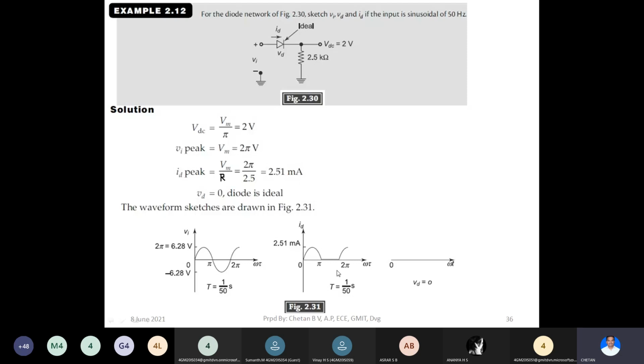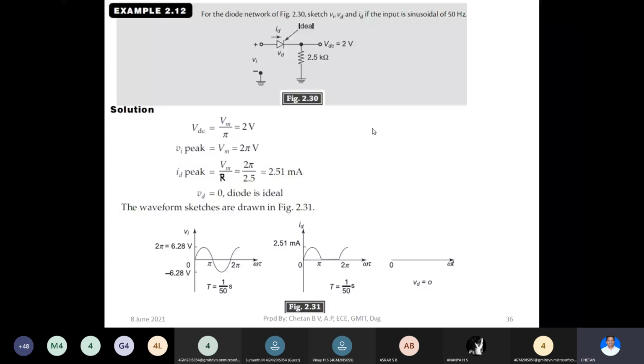At the negative y-axis, you don't have any output. Therefore, don't mark anything on the negative y-axis. So this is one typical problem. I hope you understood this: how to draw the waveforms for Vi, Vd, and Id for an ideal diode. I hope there are no doubts with respect to this problem. This problem is based on a rectifier where they have asked you to sketch the output waveforms of particular parameters.